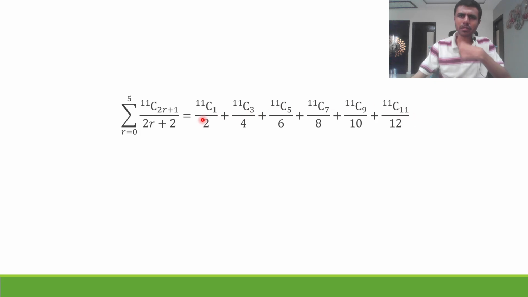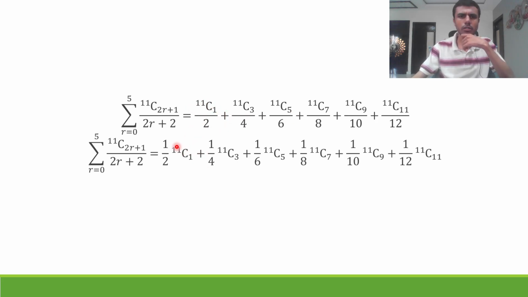Still, I don't think there is any pattern, but you can see one thing here. Here I have 1, here there is 2. Here I have 3, here there is 4. Here I have 5, here there is 6. I think I'm getting some sort of hint from this. Now I'm going to write it like this: 1 by 2 into 11c1 and 1 by 4 into 11c3, 1 by 6 into 11c5.